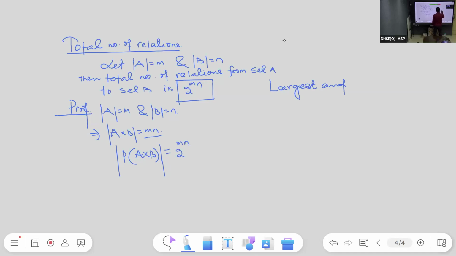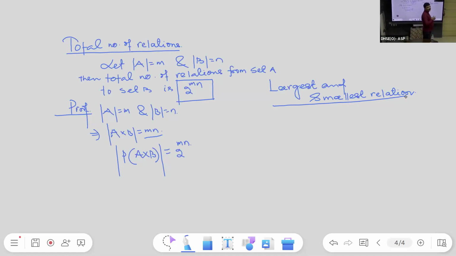Largest and smallest relation. The largest and smallest is according to the magnitude. The relation that contains the largest number of elements is called the largest relation. The relation which contains the lowest number of ordered pairs is called the smallest relation. So, largest or universal relation.